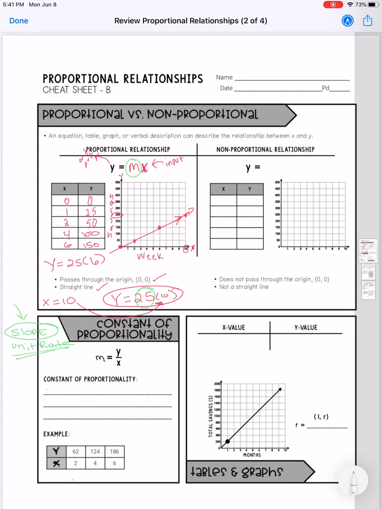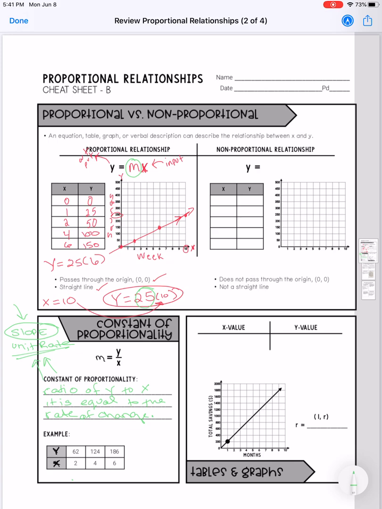And we're going to look at the example in just a minute, but let's write this out. The constant of proportionality, or the unit rate, is a ratio of Y to X, and it is equal to the rate of change. The rate of change. Also another name for the unit rate.